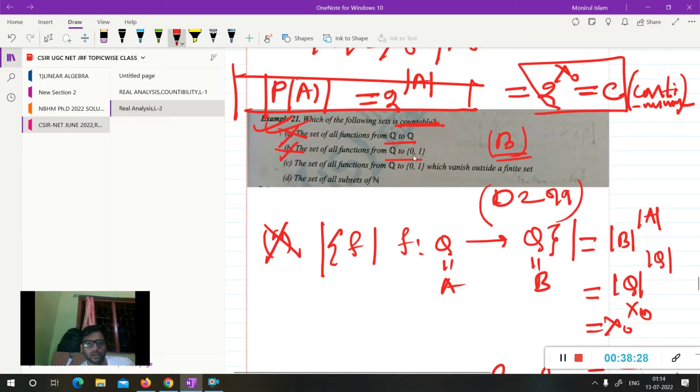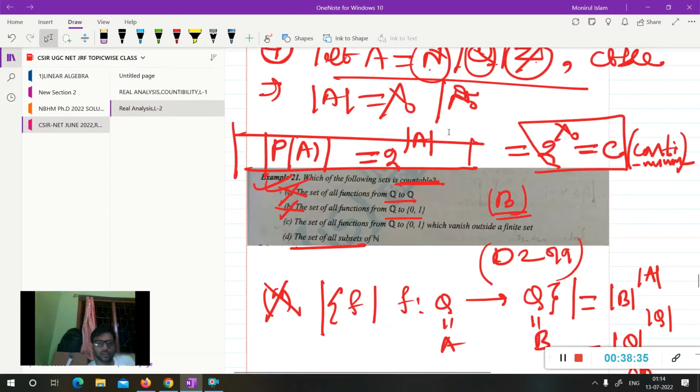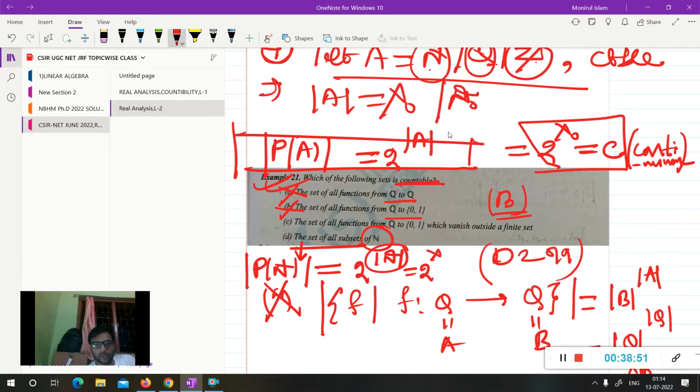Now go to the last option D, the set of all subsets of N. The set of all subsets of N is nothing but the power set of N. We all know the formula: cardinality of the power set of A will be 2 to the power cardinality of A. Now the cardinality of the natural numbers is alif naught, so it is 2 to the alif naught, and 2 to the alif naught is C, continuum. So this is also uncountable, so this option is also incorrect. So the remaining option 3 will be correct. In this question option 3 will be the correct answer.